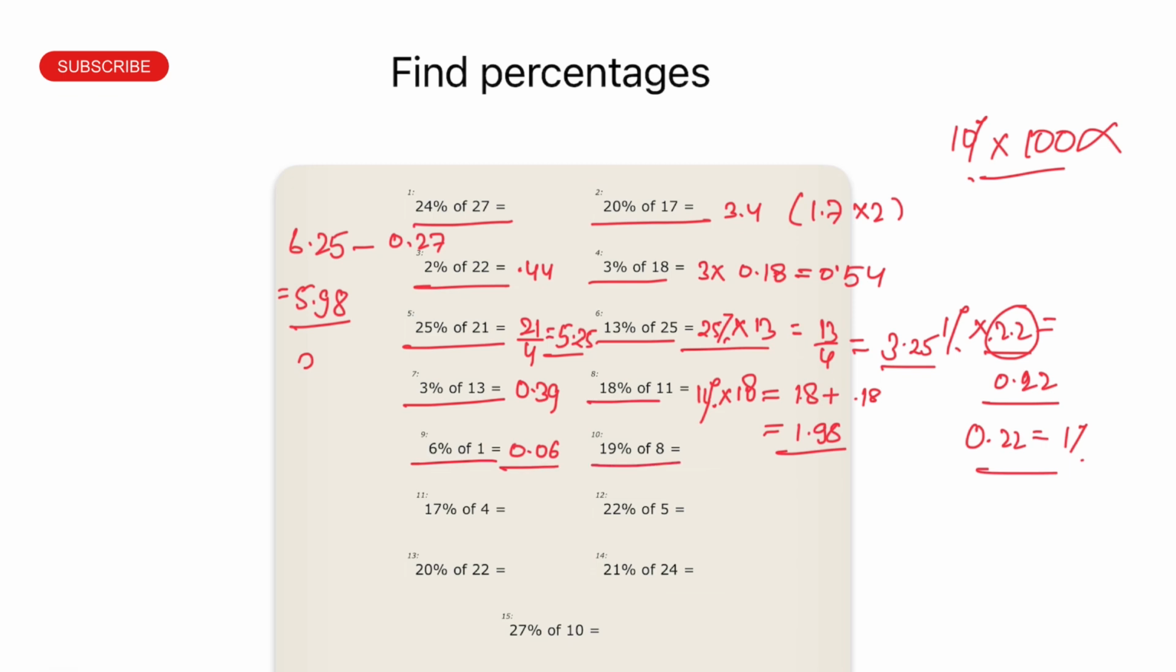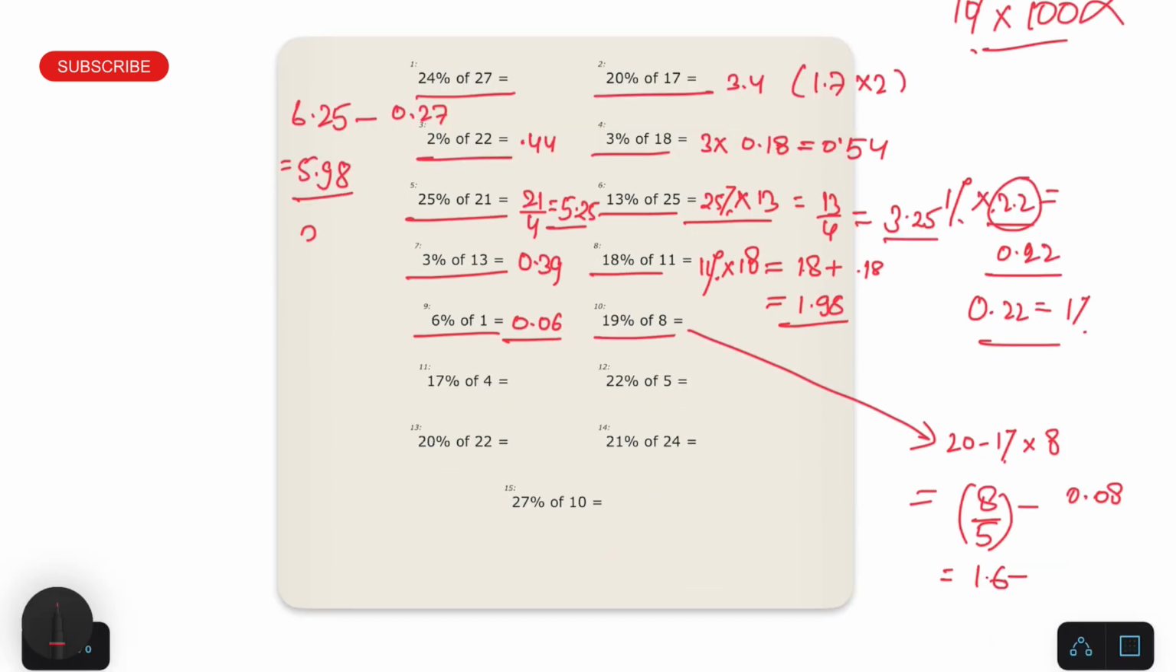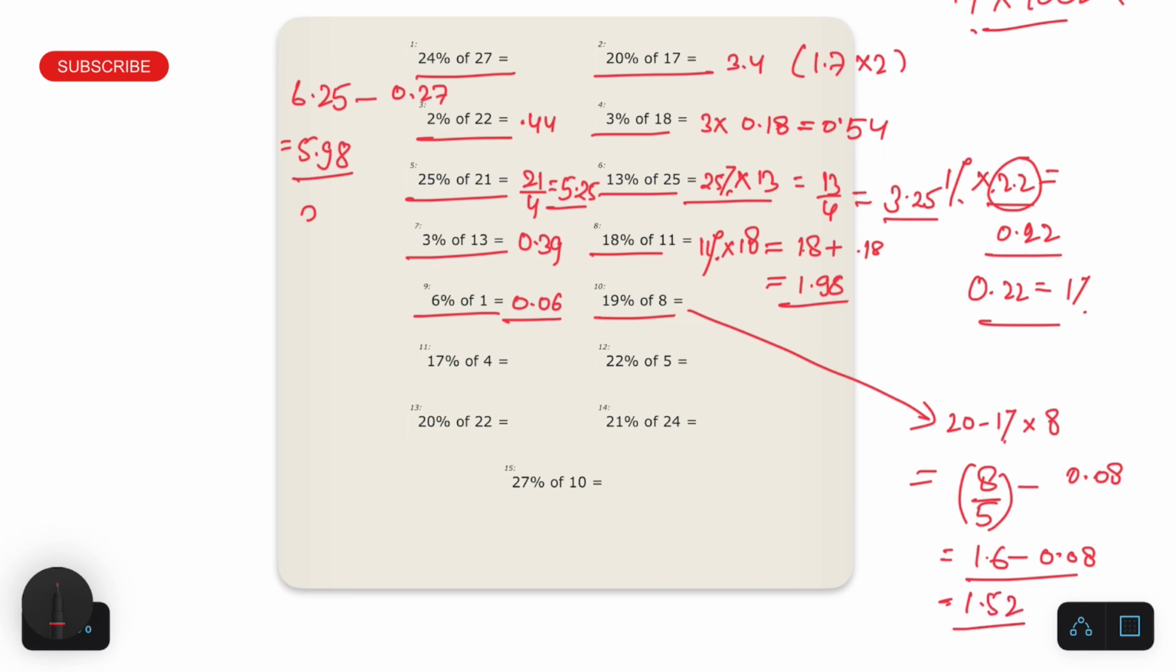19% of 8 or 20% minus 1% of 8. What is 20% of 8? 20% minus 1% of 8. 20% is what? 8 divided by 5. 8 by 5 is 1.6, that is 20%, minus 0.08. Right? We'll do 1.6 minus 0.08. This will be 1.52. 17% of 4, or 4% of 17.